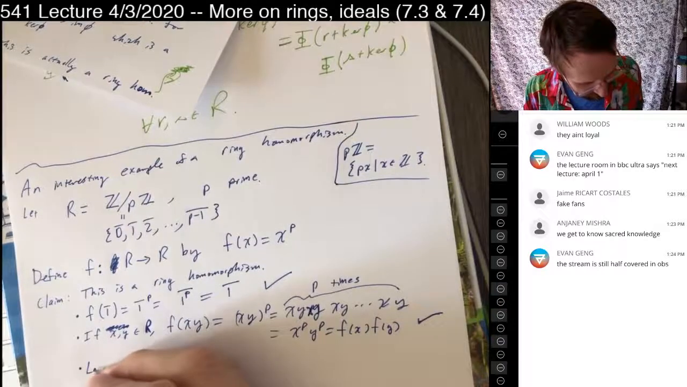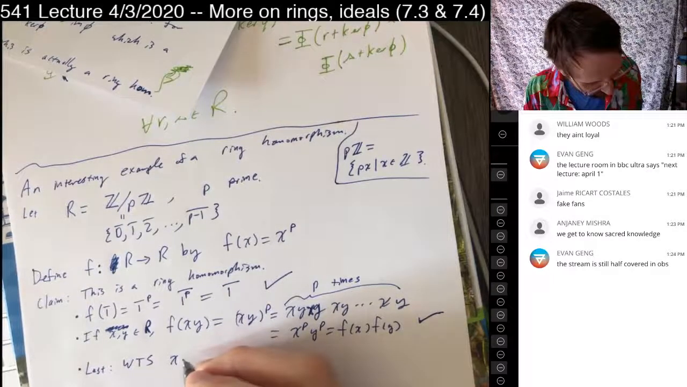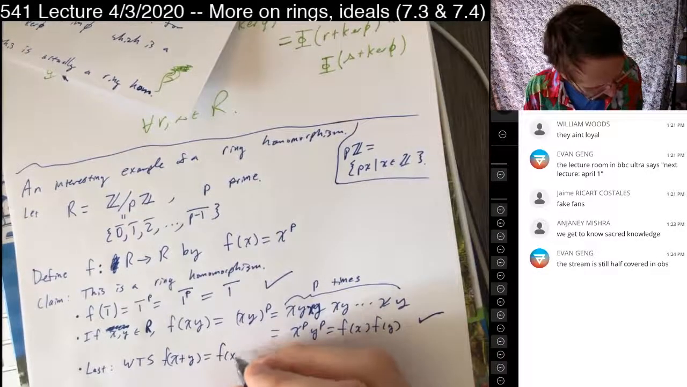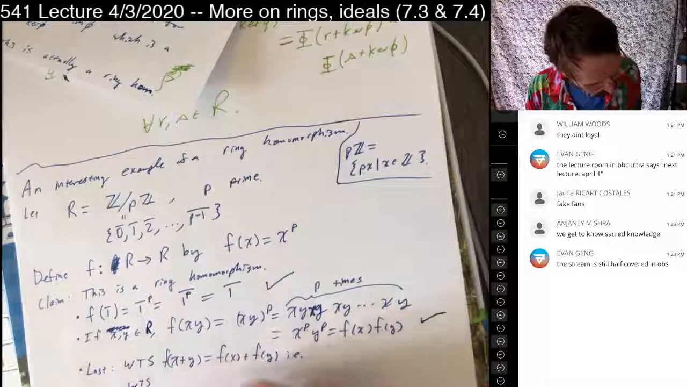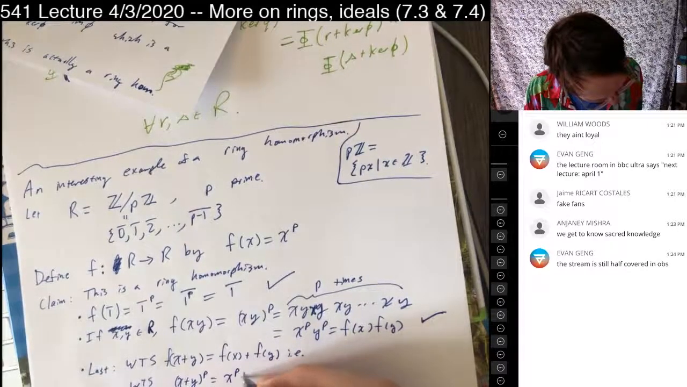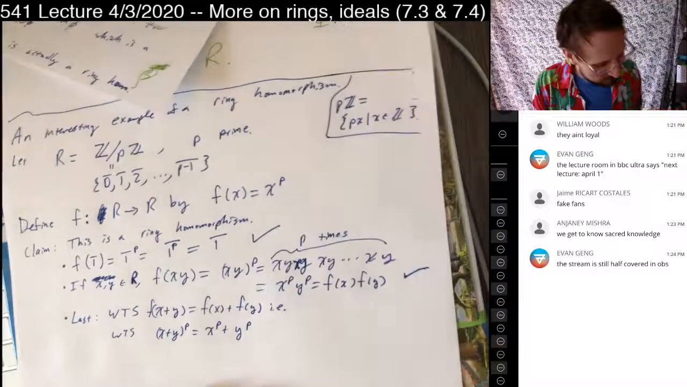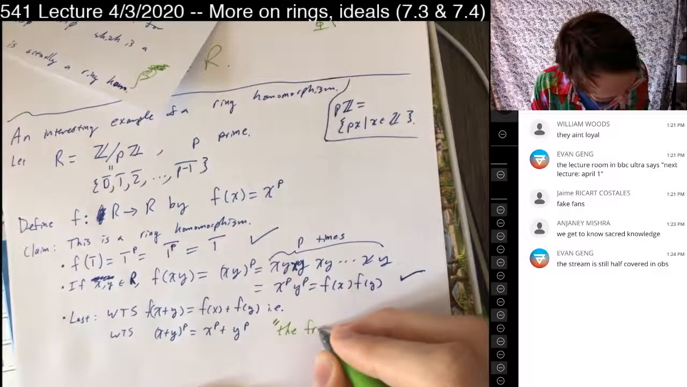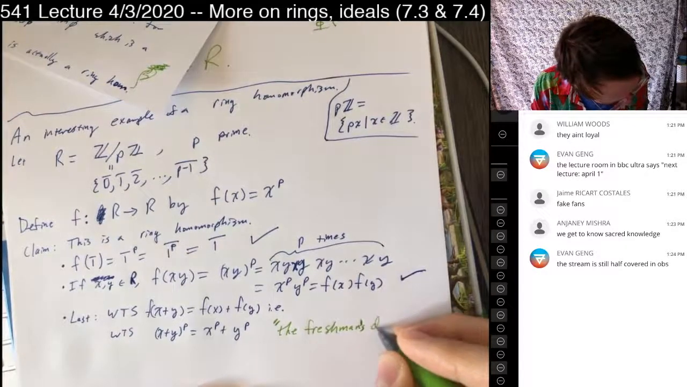But then the last thing is that I want to show that f of x plus y is equal to f of x plus f of y. In other words, I want to show that (x plus y) to the p is equal to x to the p plus y to the p. And this has a colorful name called the freshman's dream.